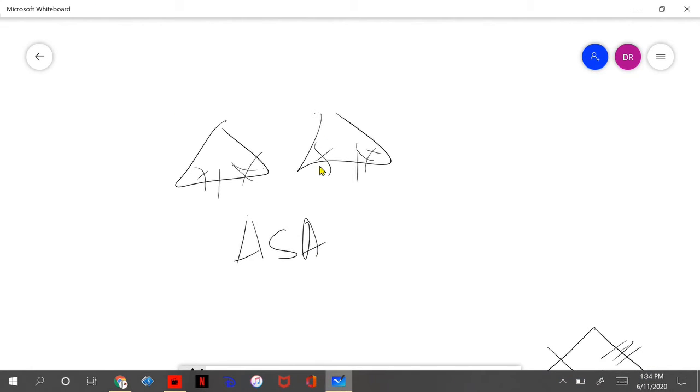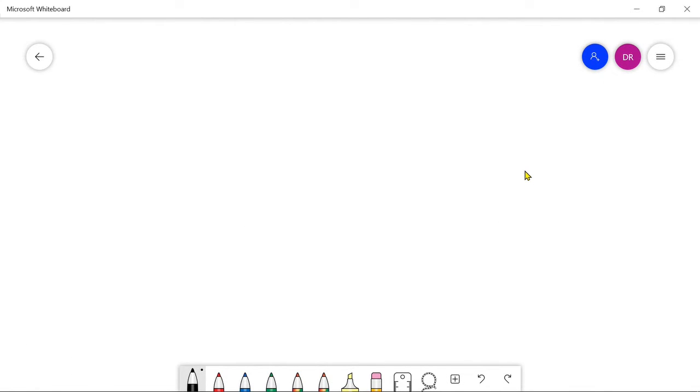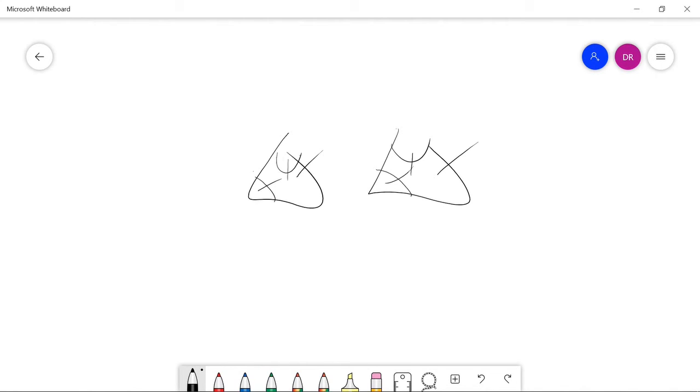Angle, angle, side. To prove that 2 triangles are congruent with angle, angle, side, you have 2 triangles. You have to prove that one side is congruent to another, and you have to prove that 2 angles are congruent. So let's say you prove that this side is congruent. You have to prove that the corresponding angle, the angle that is across from the side, is congruent, and you have to prove that at least one other angle is congruent. So the angle opposite to the side that you proved congruent.